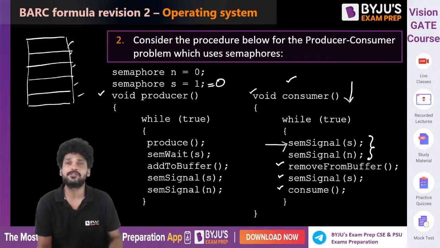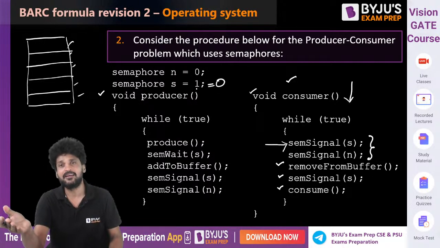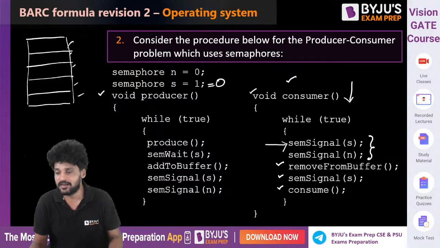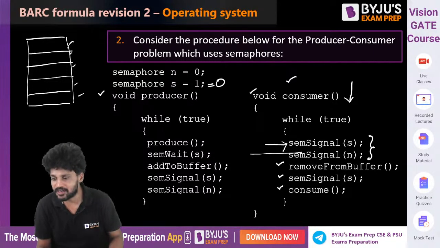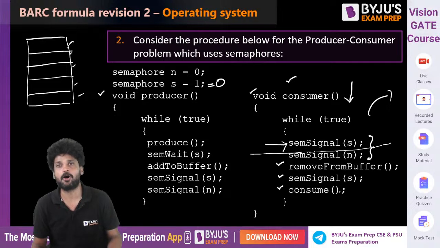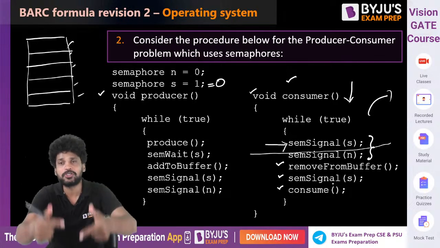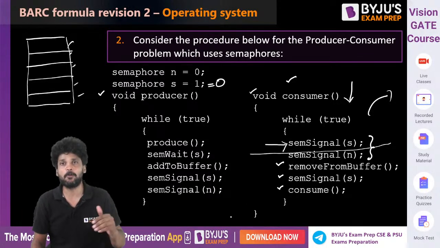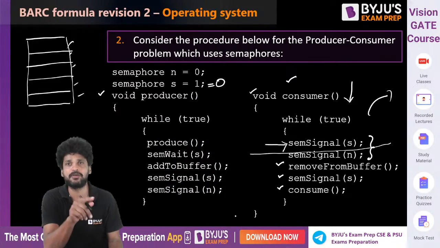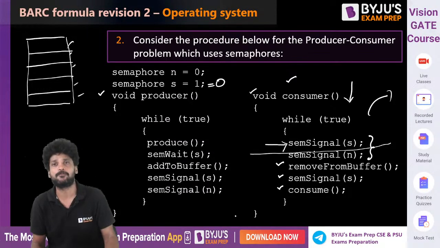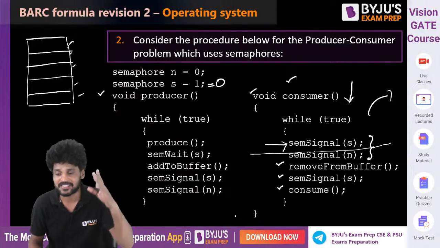Did you get me? In a concurrent system, after executing every line, any process can be preempted. Now understand a scenario. Consumer executes this statement and gets preempted by the operating system. Now producer enters into the system and gets scheduled. What is the job of the producer? Producer should be able to produce an item into the buffer. What will happen to the producer? Let us have a look.